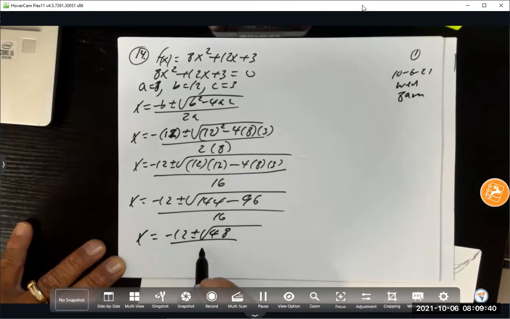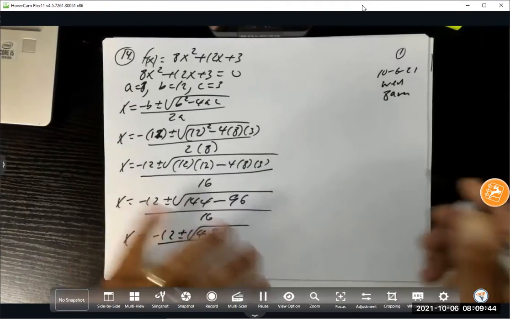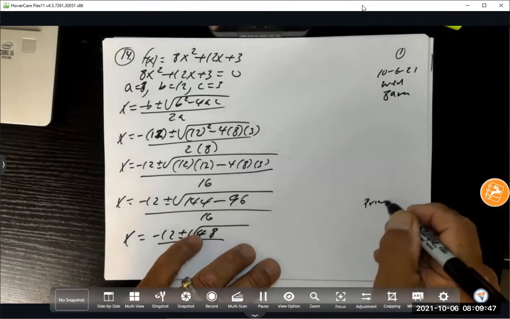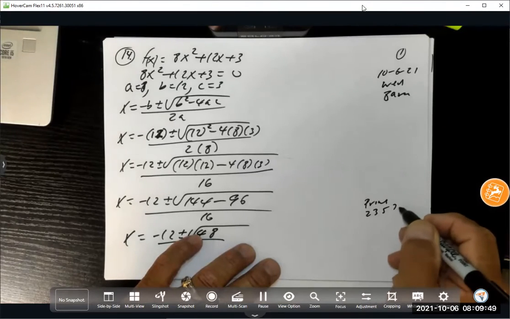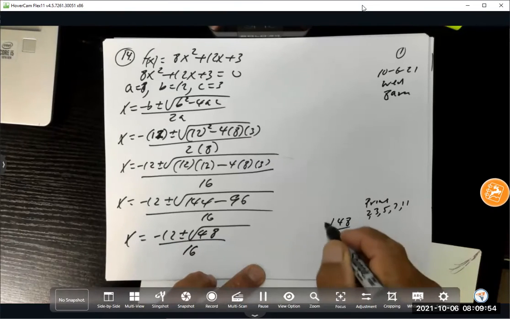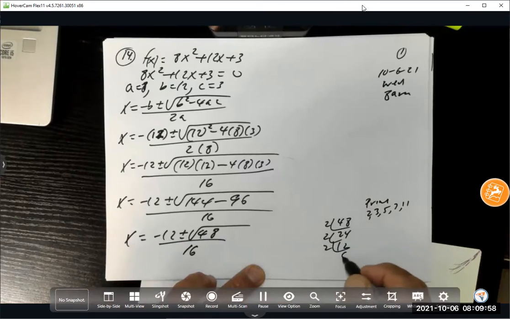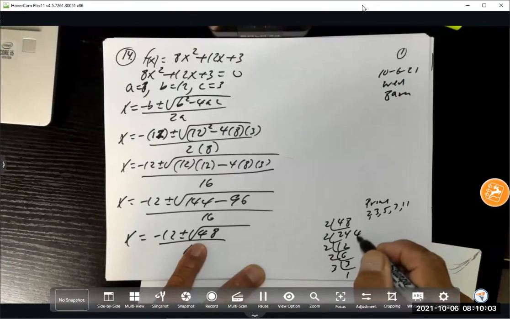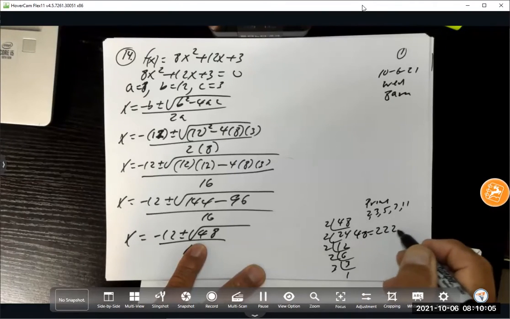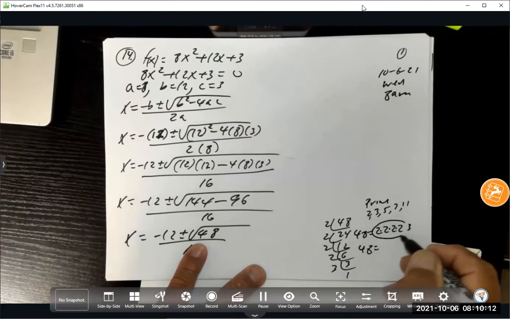48 over 16. So this number right here, I told you to use prime numbers and break it down. 2, 3, 5, 7, 11, and so on. And I did 48, and I divided 2 into that is 24, 2 into that is 12, 2 into that is 6, 2 into that is 3, and 3 into that is 1. So 48 is 2 times 2 times 2 times 2 times 3.